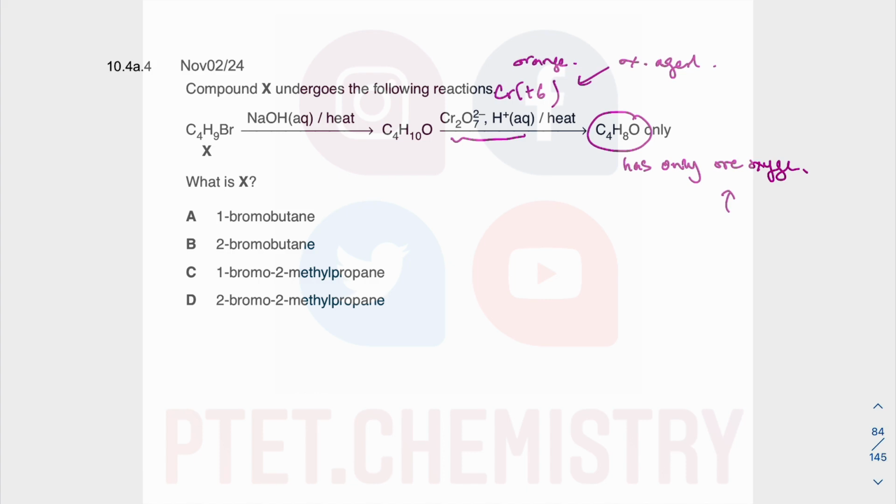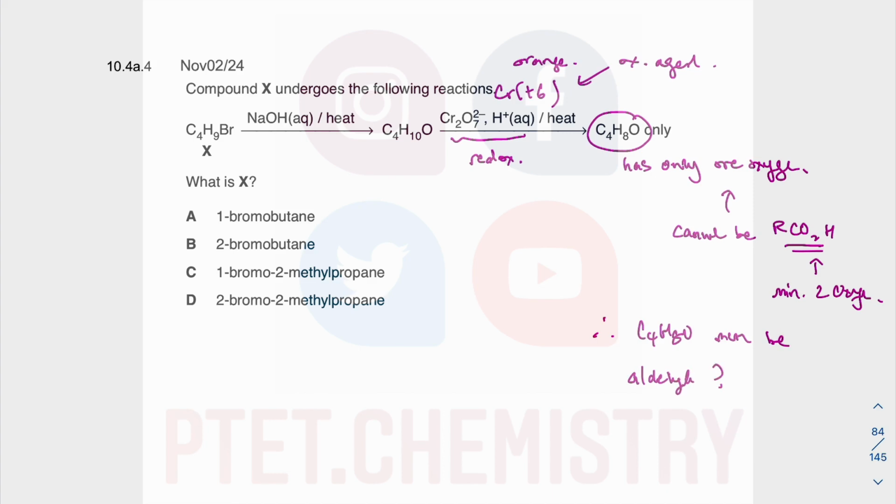If they only have one oxygen, when you oxidize with this oxidizing agent, it cannot be carboxylic acid, because carboxylic acid is minimum 2 oxygen. If it cannot be carboxylic acid, that means this is an oxidized product. As you could see, you have lost hydrogen. 10 hydrogen become 8 hydrogen. So this is definitely redox. Therefore, it tells you C4H8O must be either aldehyde or ketone. It must be either of these. What else can you say?